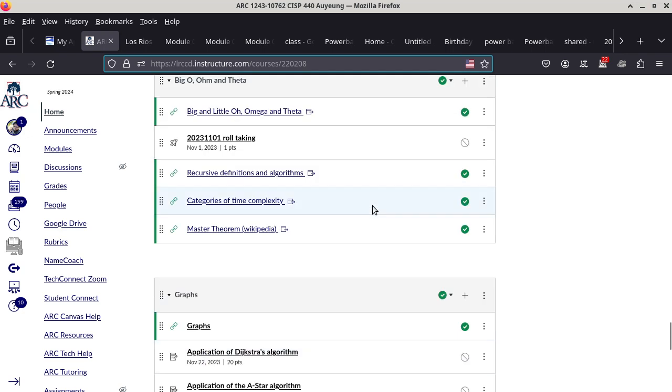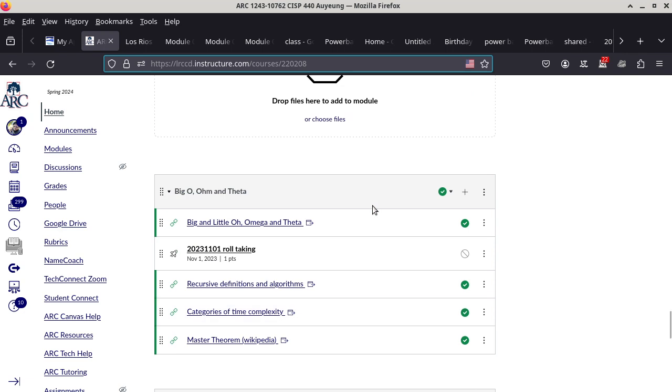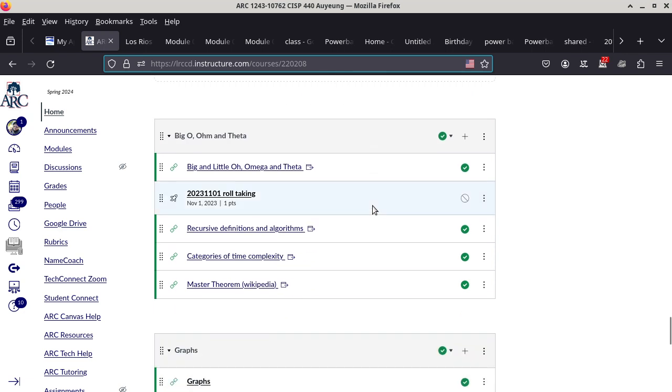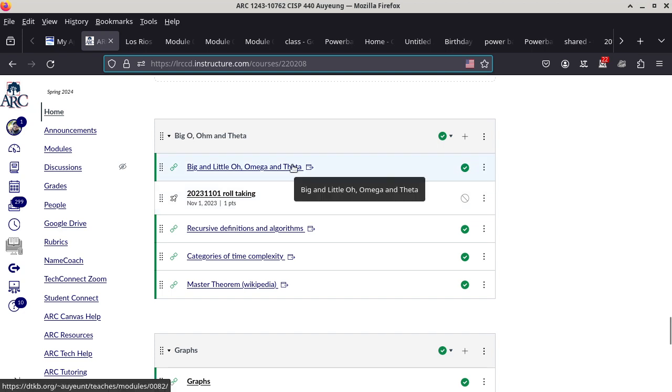So in that case, I'm going to go for big omicron, big omega, and theta, just because that's the usual order that I go over things. So this is the chapter that we are going to go over.